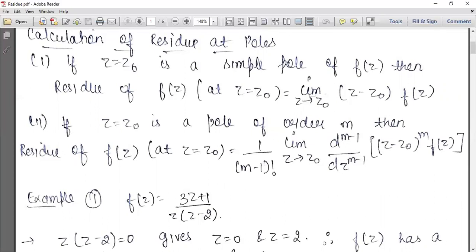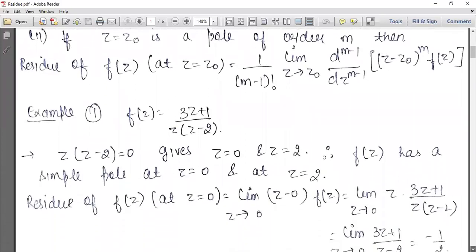Similarly, let's say you have a pole of order 3. Here m is 3, so this will be 1 divided by 2 factorial, limit z approaching z naught, d square by dz square of z minus z naught cubed times f of z. That means first you have to find the second derivative of this, and then you have to apply the limit.